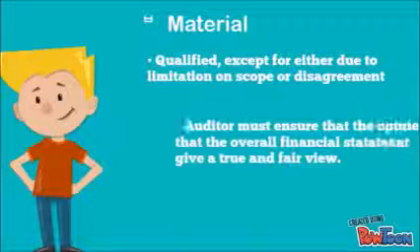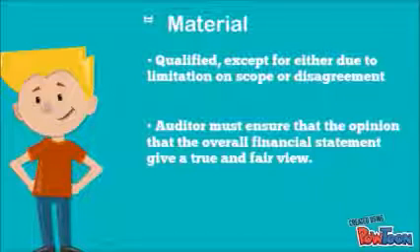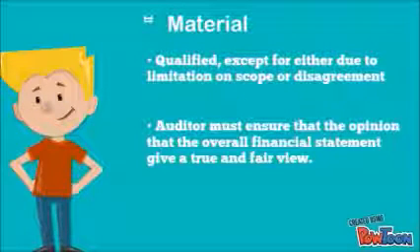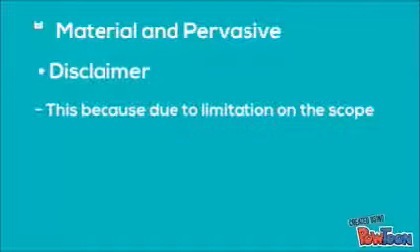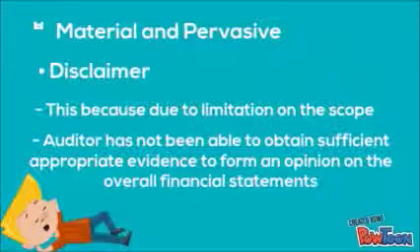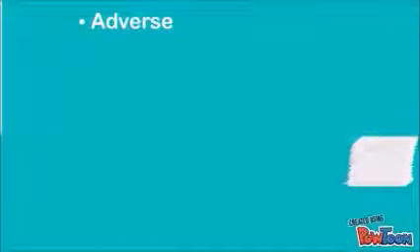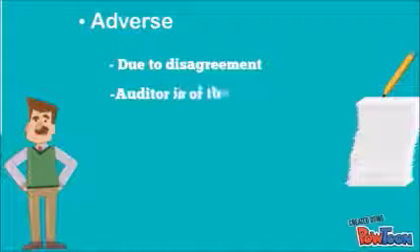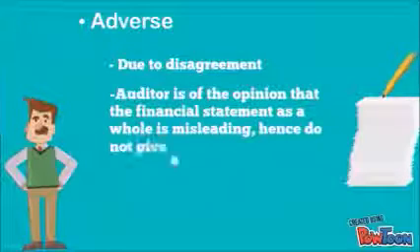Qualified, except for, either due to limitation on scope or disagreement. The auditor must ensure that the opinion is that the overall financial statements give a true and fair view, material and pervasive. First, disclaimer. Due to limitation on the scope, the auditor has not been able to obtain sufficient appropriate evidence to form an opinion on the overall financial statements. Second, adverse. Due to disagreement, the auditor is of the opinion that the financial statements as a whole are misleading, hence do not give a true and fair view in accordance with the standard.